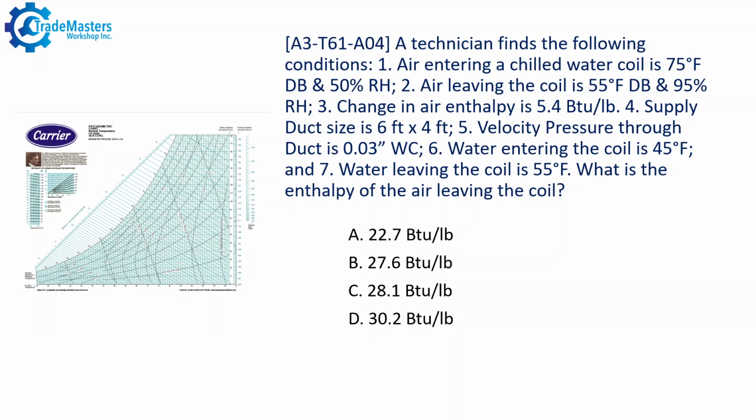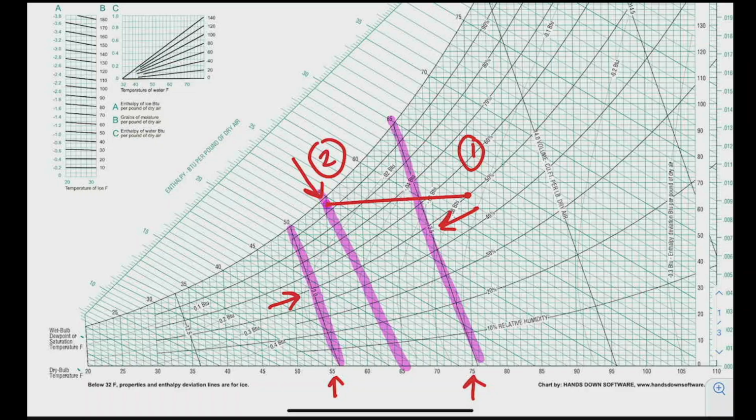And A3 T61 AO4, carrying on with the theme of psychrometrics. And this one is asking us, what is the enthalpy of the air leaving the coil? Let's go back to our plot that we had drawn in a previous question, which is right here.